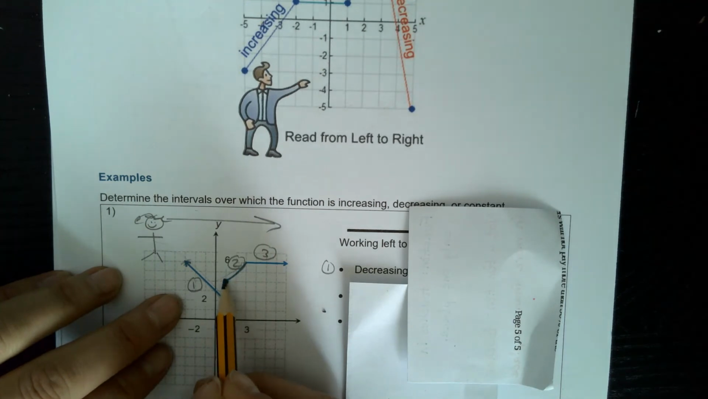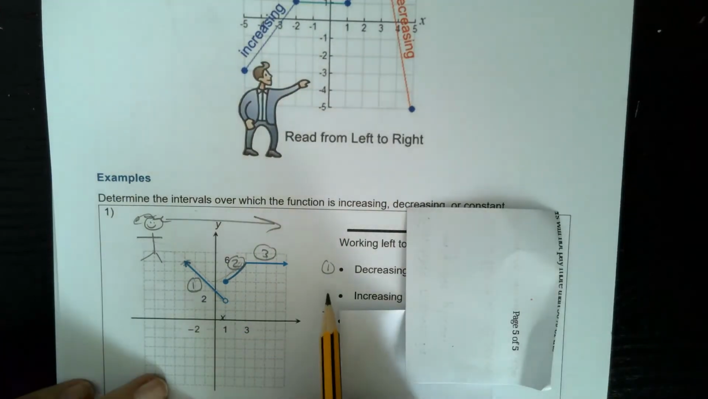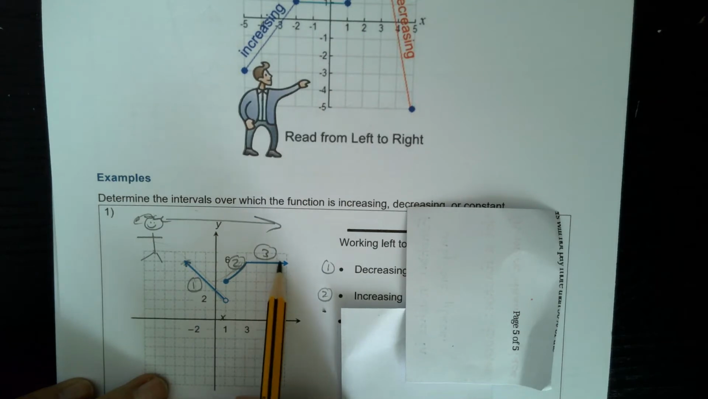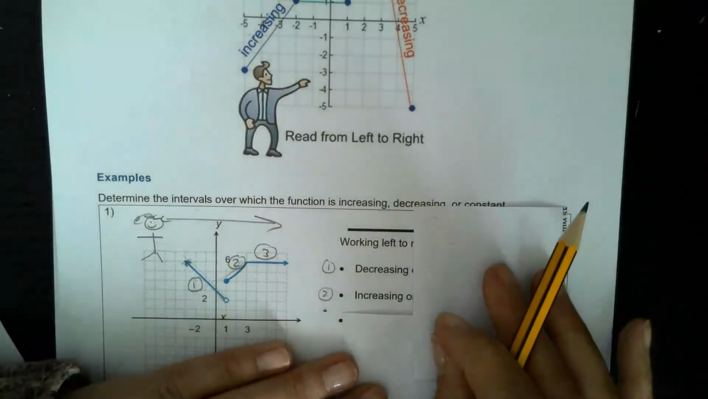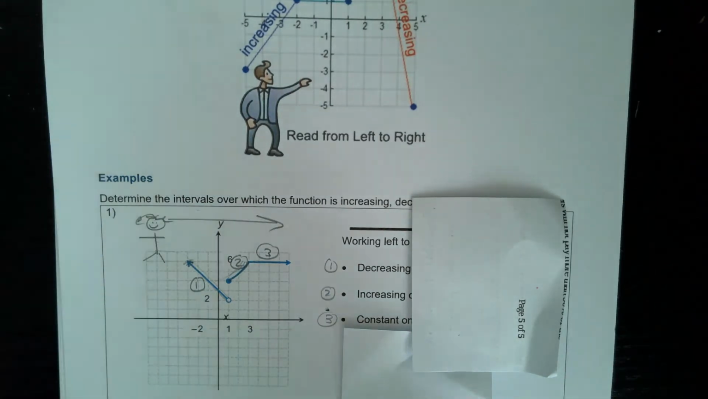As I walk, I'm going to start going up for number 2. So as I go up, number 2 is increasing. And then I'm still walking, and I'm walking on a flat surface, so part 3 is constant.